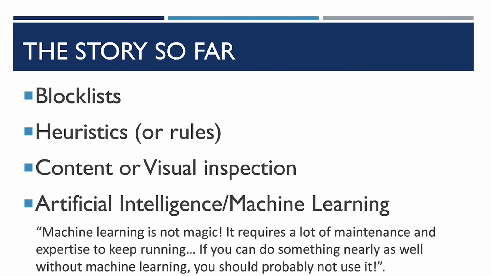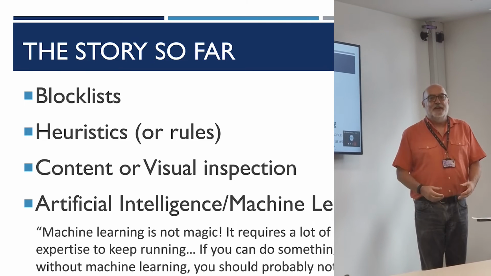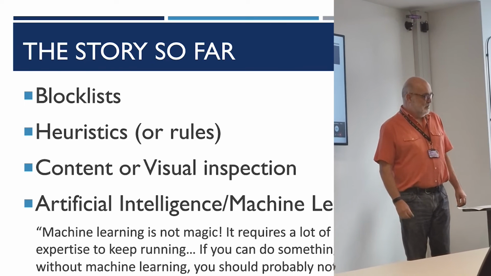He then goes on to say, if you can do something nearly as well without machine learning, you should probably not use it. And in fact, there is evidence to show that heuristics, human-generated rules, are almost as good as machine learning.